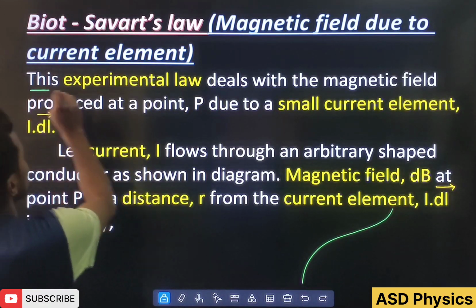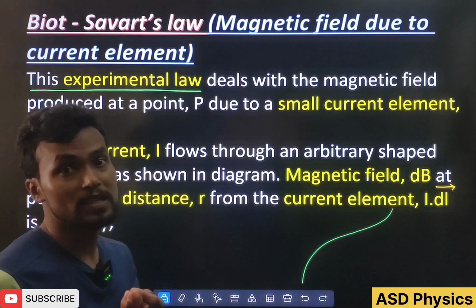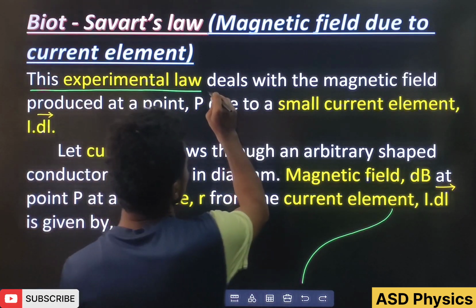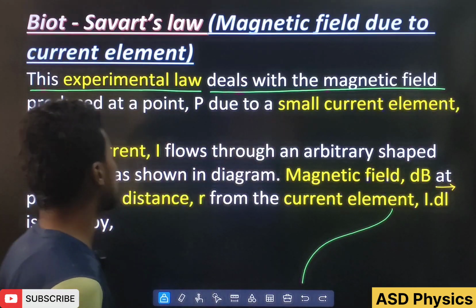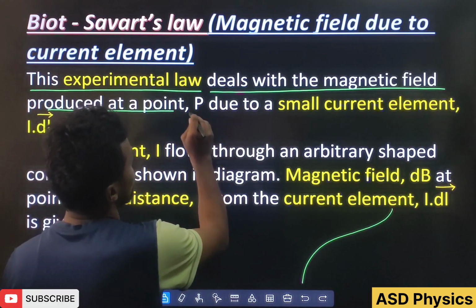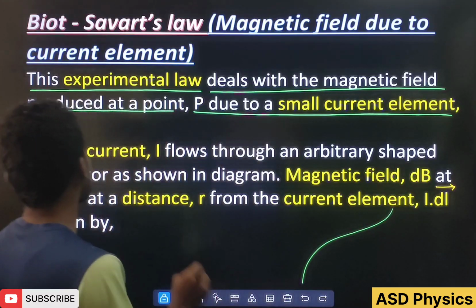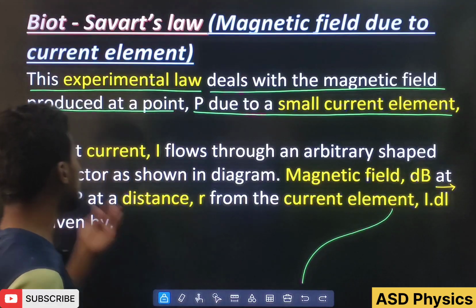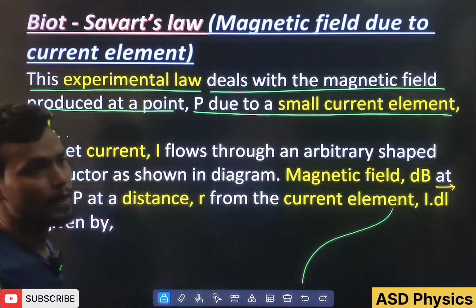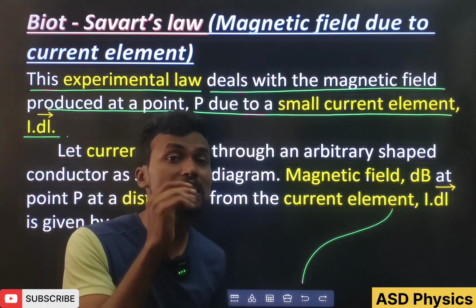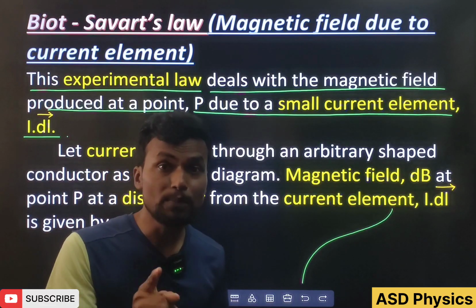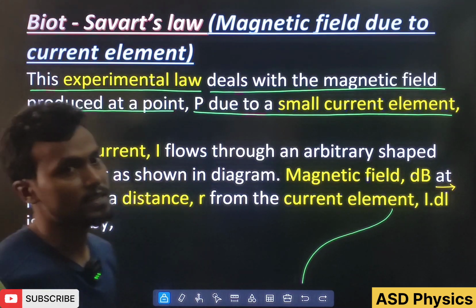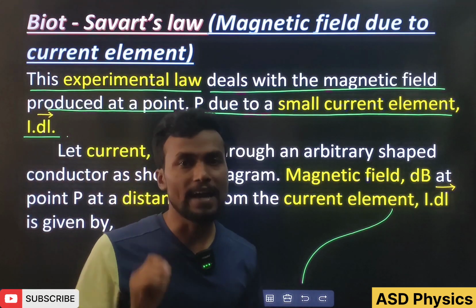Okay, so see here. This experimental law, which law? Experimental law. We have got this law by experiment. This experimental law deals with the magnetic field produced at a point P due to a small current element I dl. Here I am writing the current element I into dl. I is the current and dl is the very small length along the direction of the current. Remember that current is a scalar quantity, but current element, that means I dl, is a vector quantity and always along the direction of the current.